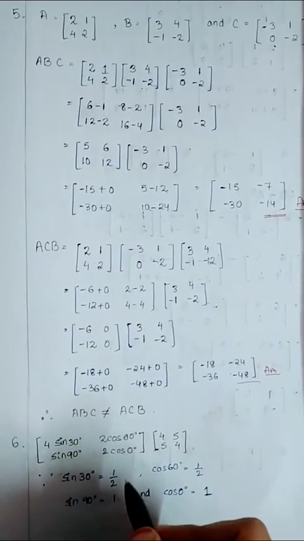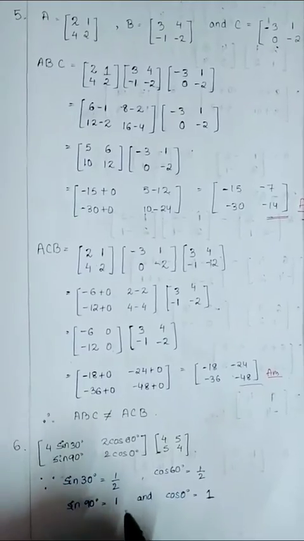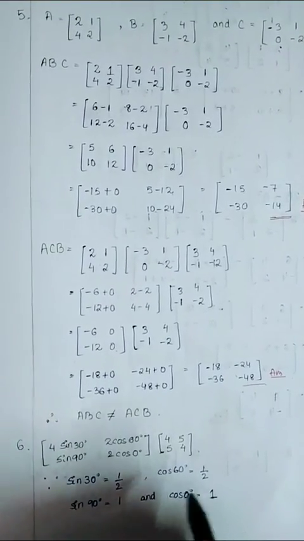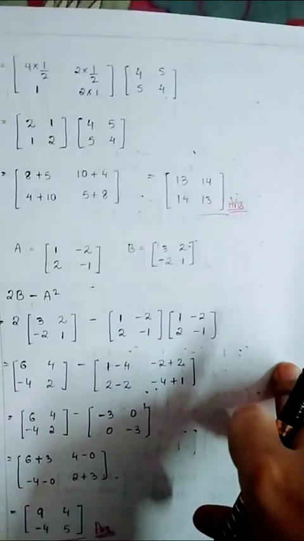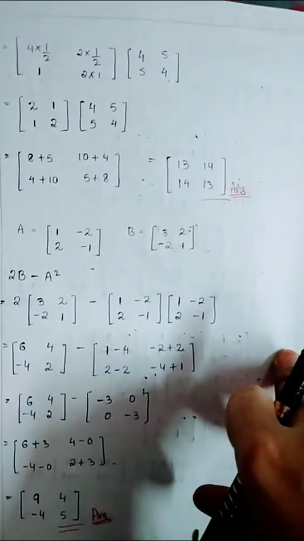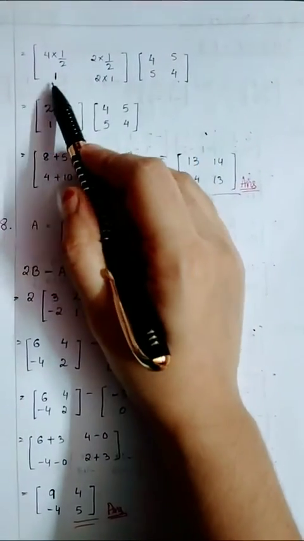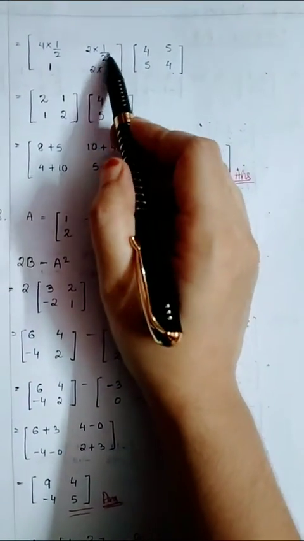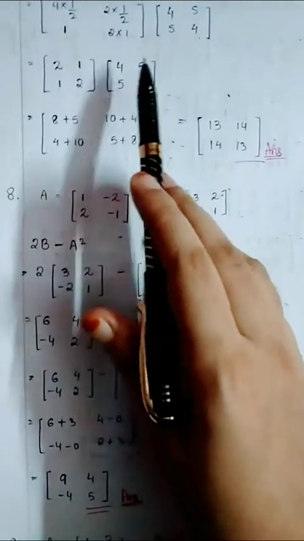So here sin 30 will be 1 by 2, cos 60 will be 1 by 2, again sin 90 will be 1 and cos 0 is also 1. After this we'll put the values in the matrix and then we'll get the answer. So after putting the values, that is 4 into half, 2 into half, 1 and 2 into 1. So here 2 2s will cut and 2 2s are 4. So we have got 2 1 1 2 and here 4 5 5 4.